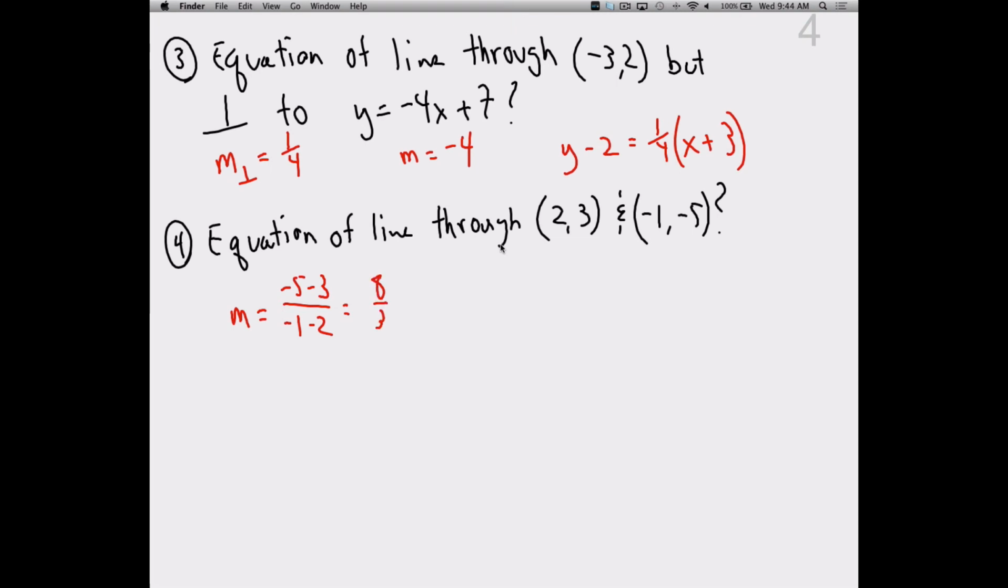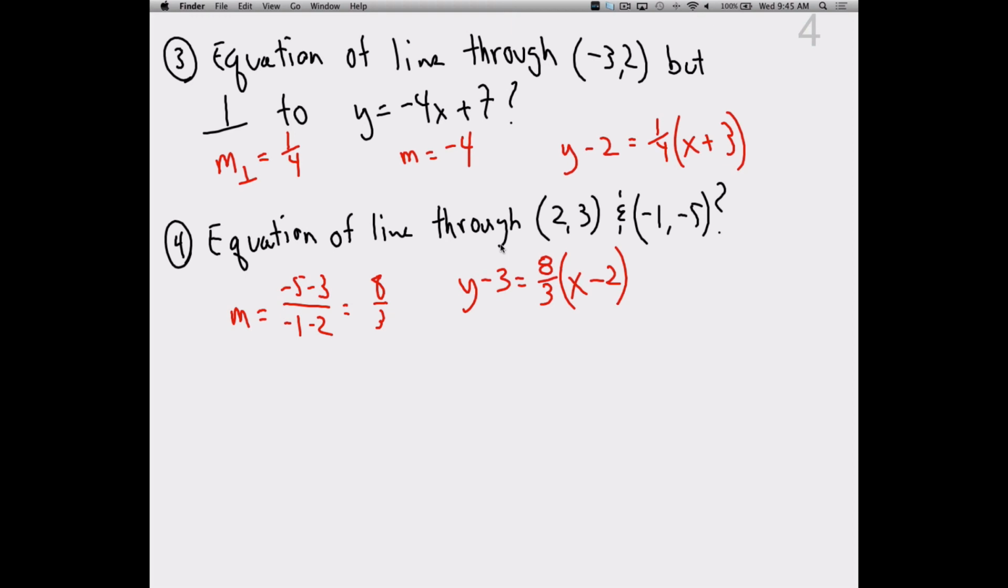Okay. Now we want the equation. What form you like, Molly? Oh, good answer. Which point would you like to use? 2, 3. Okay, so if I use 2, 3 and that slope, what's the equation of the line? Y minus 3 equals 8/3 parentheses x minus 2. Well done. One possible answer.